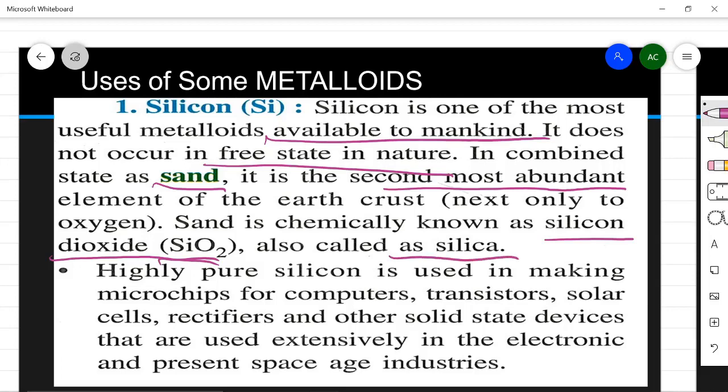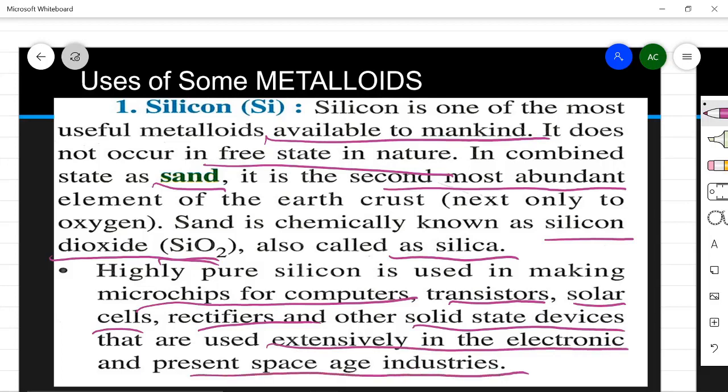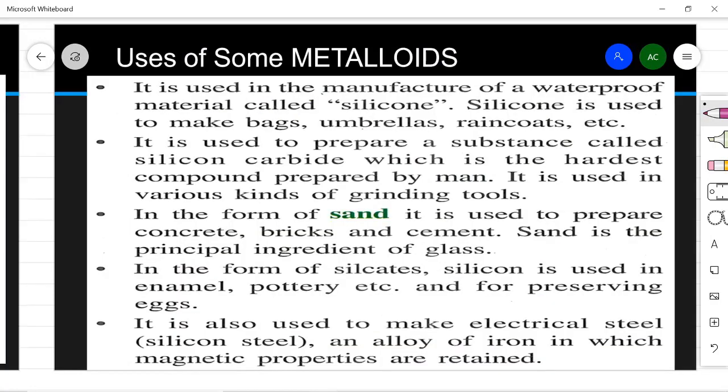तो सिलिका मतलब सैंड SiO2, और सिलिकॉन एलिमेंट है जो कि ऑक्सीजन के साथ मिलके सैंड बनाता है. Highly pure silicon is used in making microchips for computer, transistors, solar cells, rectifiers and other solid state devices. They are used extensively in the electronic and present space age industry. तो बहुत ज़्यादा यूज़फुल है, space age industries में भी यूज़ होता है.